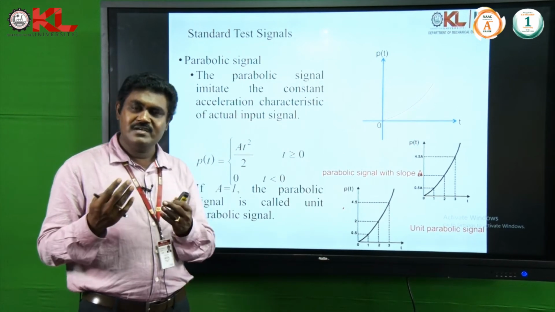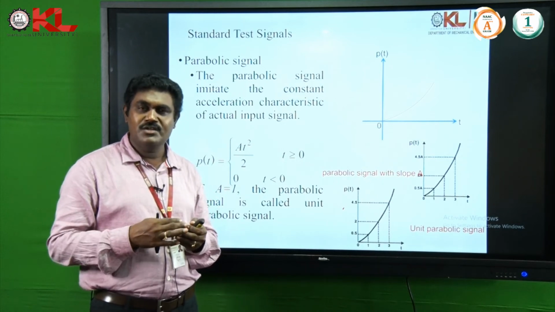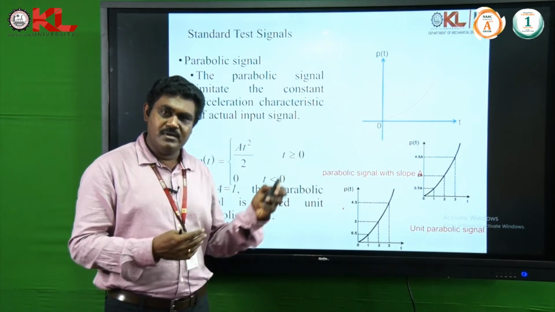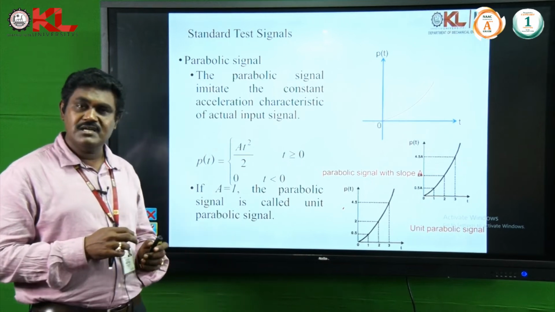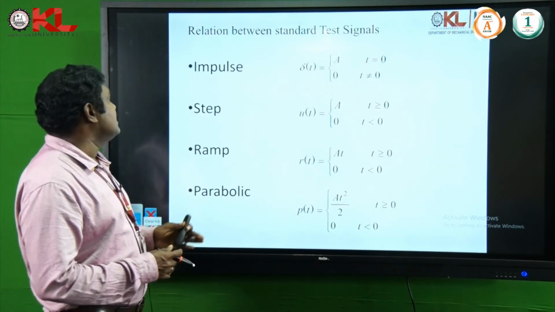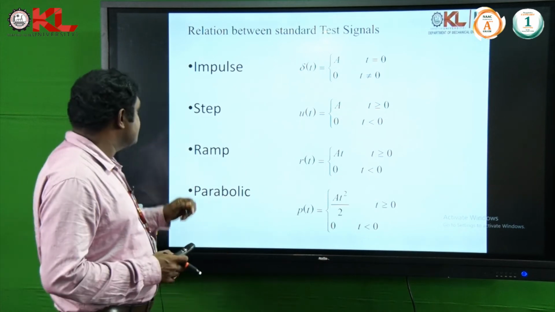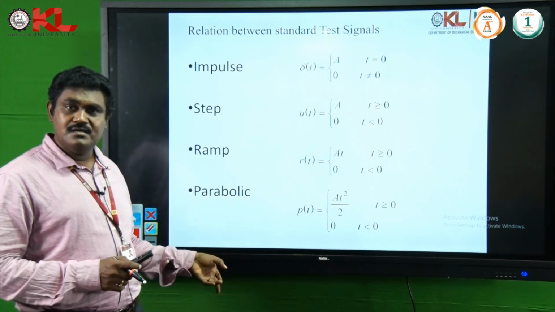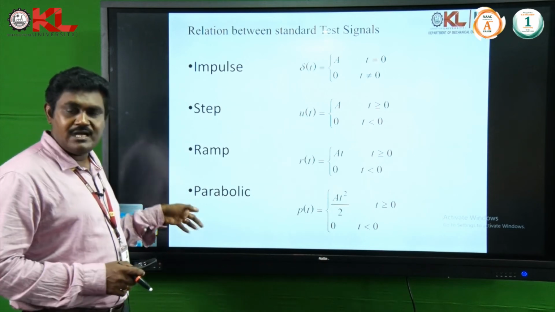And second, next one is a uniform velocity, that is a ramp signal, and uniform acceleration, parabolic signal. These are the 4 varieties of test signals generally we come across for all these control systems. So now, see the next topic: the relation between standard test signals. We have seen these 4 standard test signals: impulse, step, ramp and parabolic.